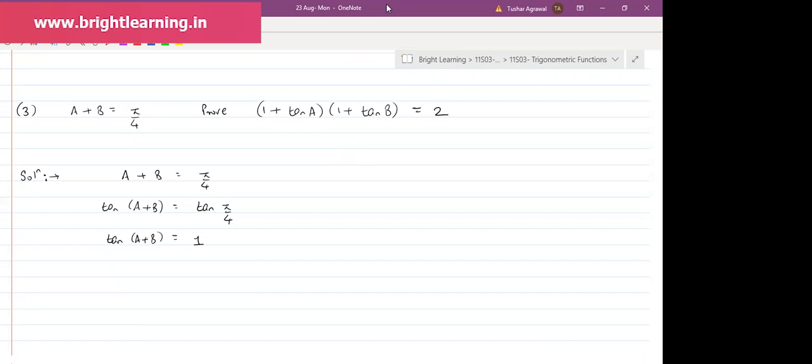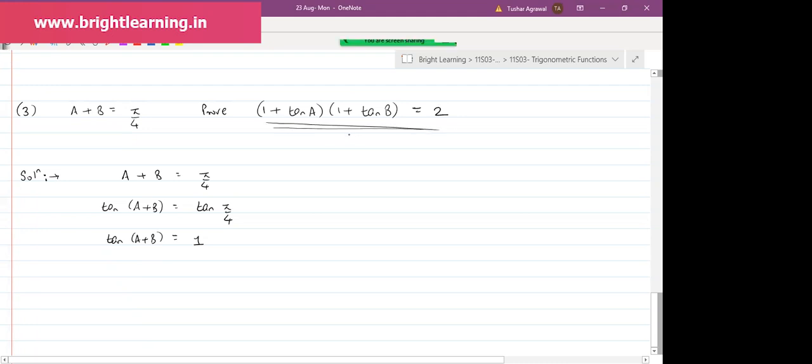May I know what you told just now, because it started breaking for me? So, I just wrote up till here. A plus B is pi by 4, it is given. Taking tan on both the sides, tan of A plus B equal to 1. Now proceed further. I'm giving you 2 minutes time. Try to solve, then I will explain. You have to prove this expression. This is your question. What is the next step? Try solving. If you are unable, then I will explain.